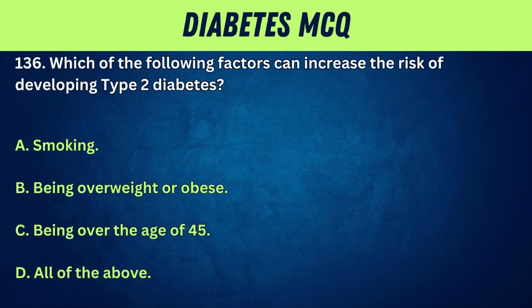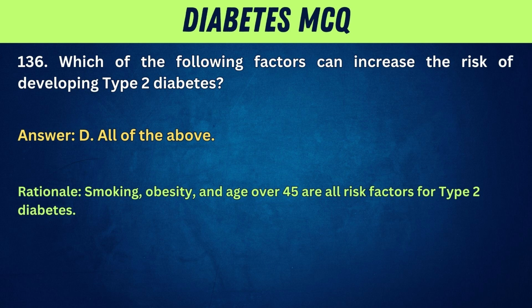136. Which of the following factors can increase the risk of developing type 2 diabetes? A. Smoking. B. Being overweight or obese. C. Being over the age of 45. D. All of the above. Answer: D. All of the above. Rationale: Smoking, obesity, and age over 45 are all risk factors for type 2 diabetes.